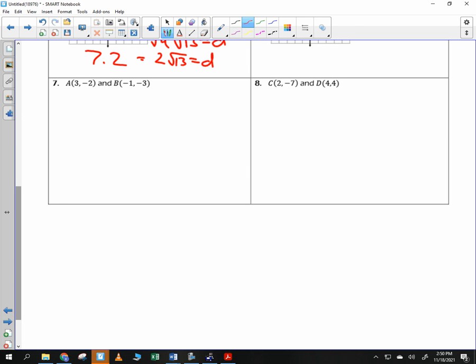Okay, I'll write it again. Distance is equal to the square root of (x sub 2 minus x sub 1) squared plus (y sub 2 minus y sub 1) squared. So, what do I have as my x values? What do I have as my y values?